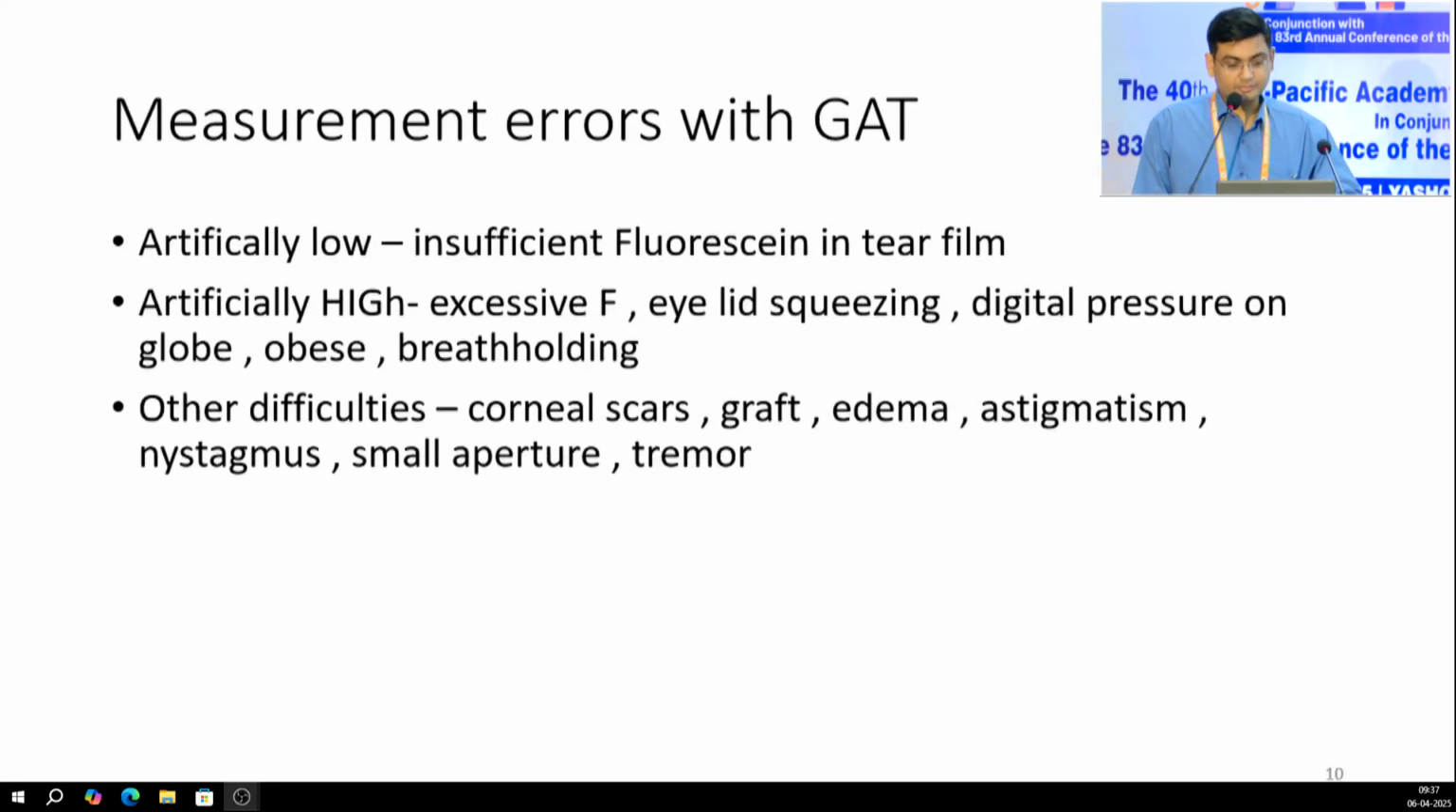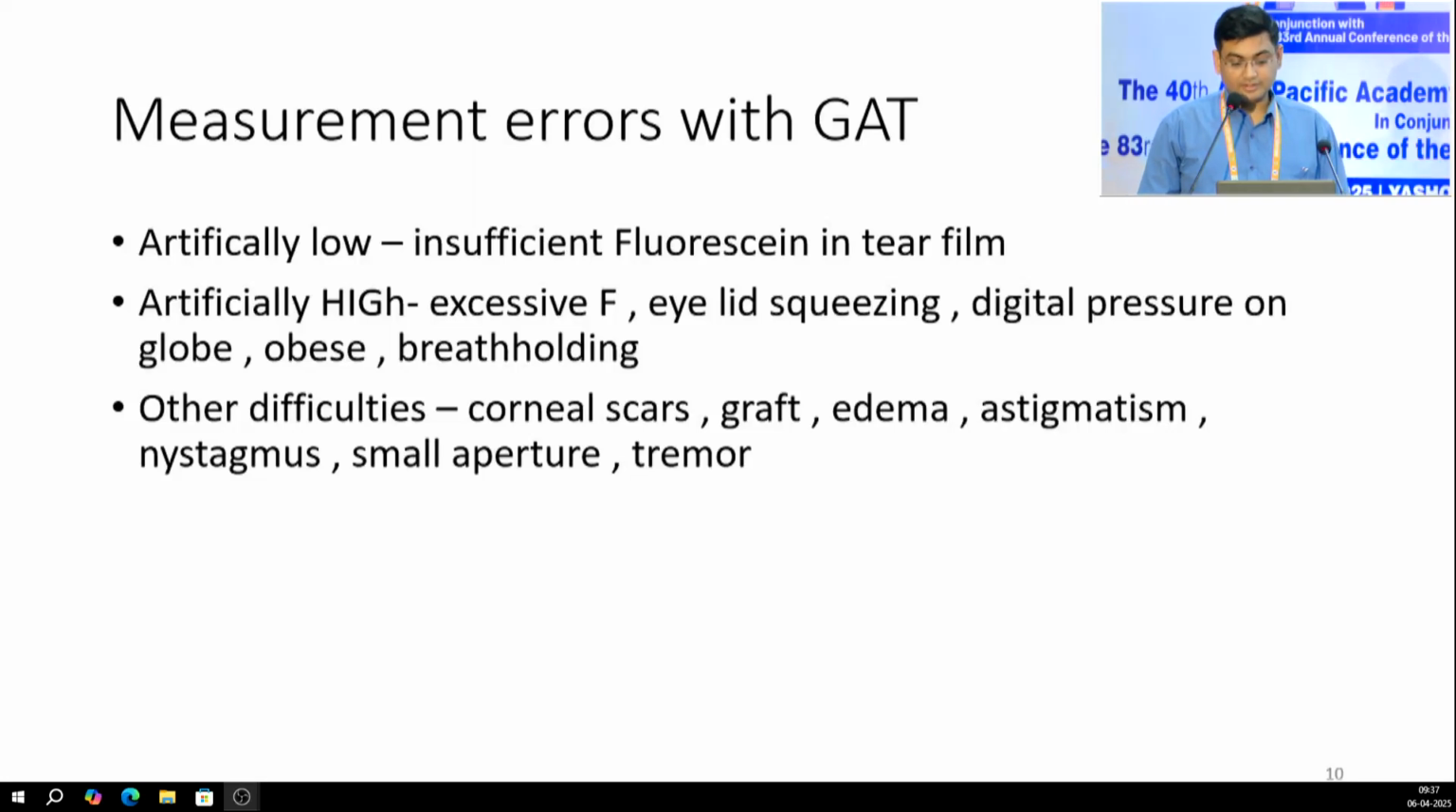So the measurement errors with the GAT are that readings can be artificially low if you do not put in the proper fluorescein. It can be high if the patient is not comfortable, squeezing his eyelids, or you are putting digital pressure on the globe, or if the patient is obese or holding his breath.